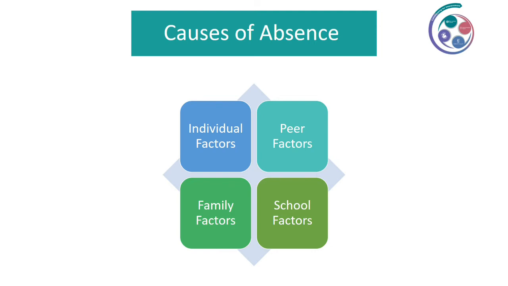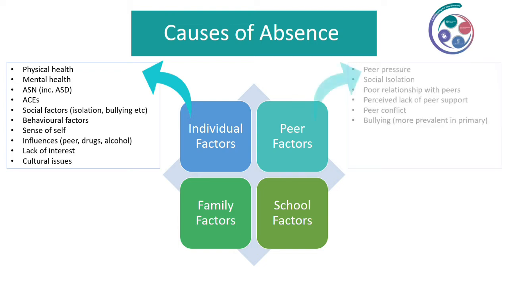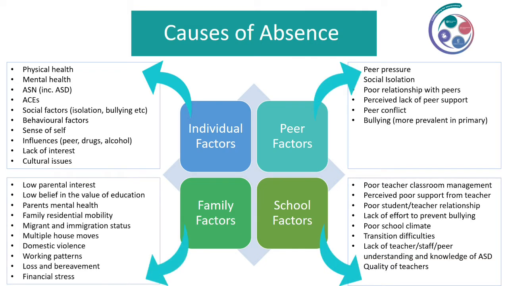There are a range of potential causes of school absence that are highlighted through research and studies. These can be placed into 4 categories: individual factors, peer factors, school factors, and family factors. It is important for schools to be aware of all the possible causes of non-attendance, to be able to accurately identify the reasons behind and to ensure appropriate interventions are put in place.